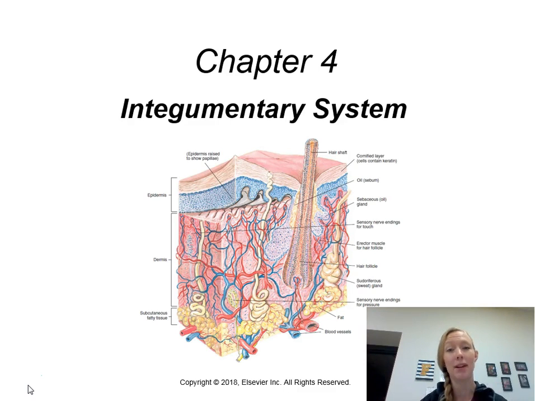For those of you who are going to be future dermatologists, this is totally for you. But I just want you to mentally strap yourselves in to learn a whole lot of conditions about a whole lot of different things that can go wrong with your skin. So here we go.